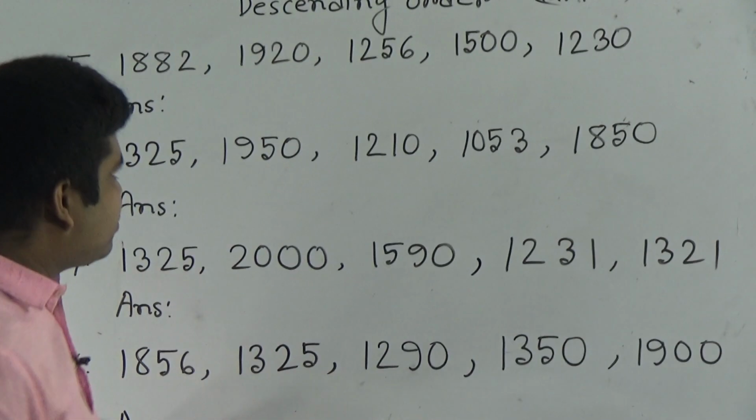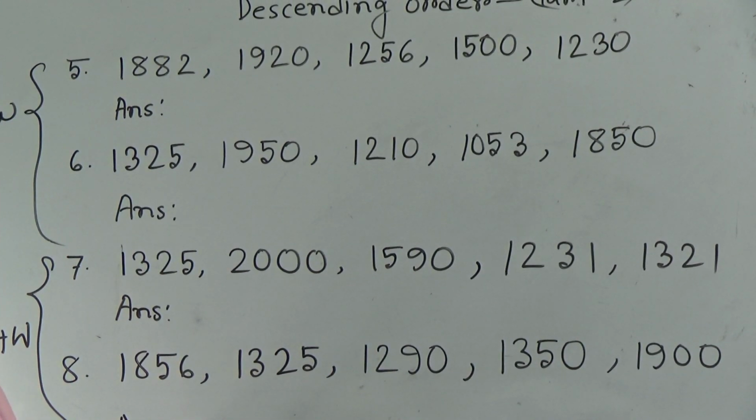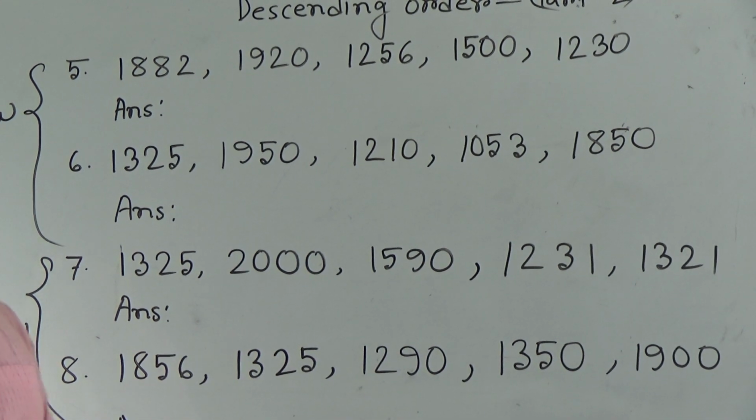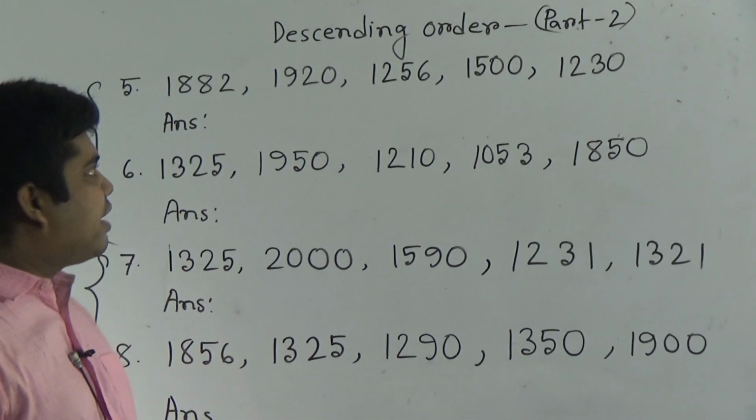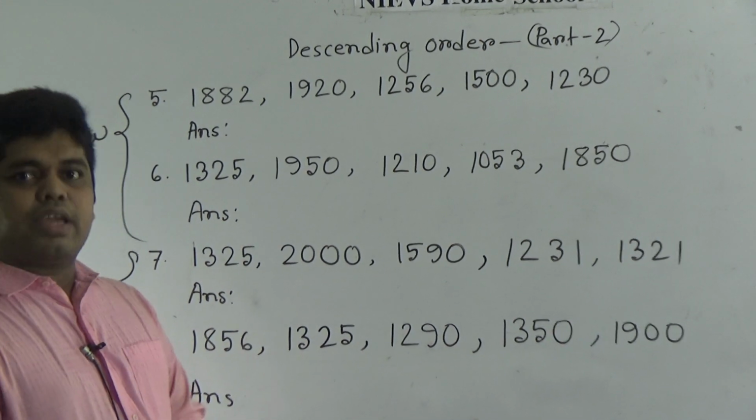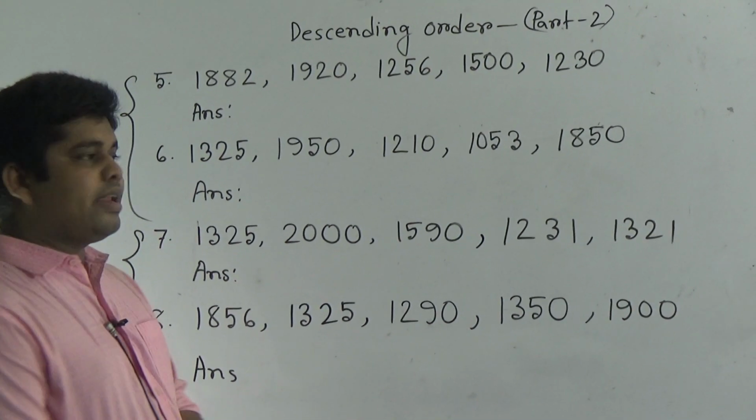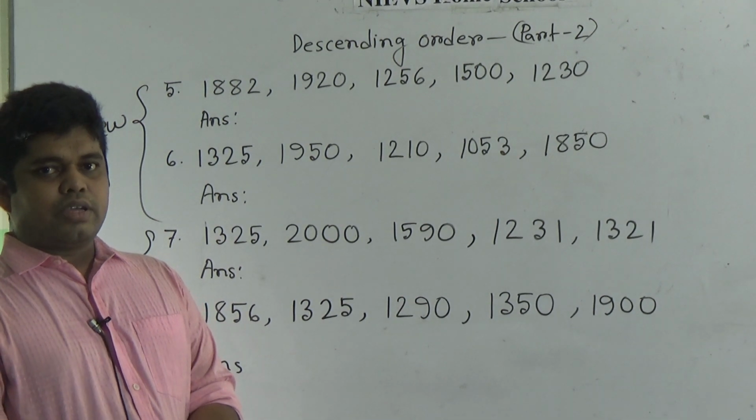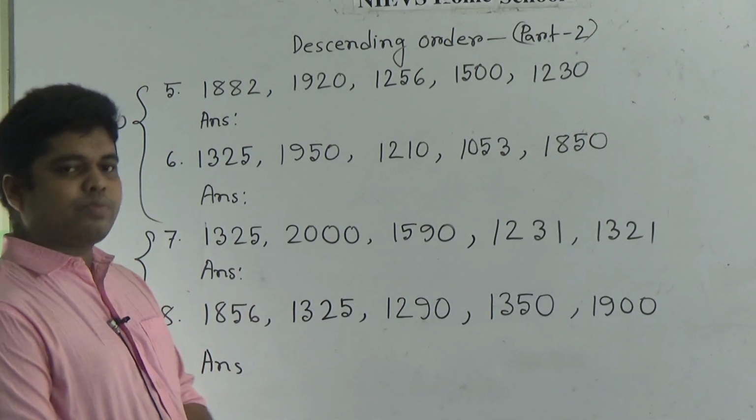So before starting the class, at first we need to know what is descending order. Descending order means greater to smaller form. Some numbers are given, they are not arranged. We arrange those numbers in descending form. Descending form means greater to smaller.